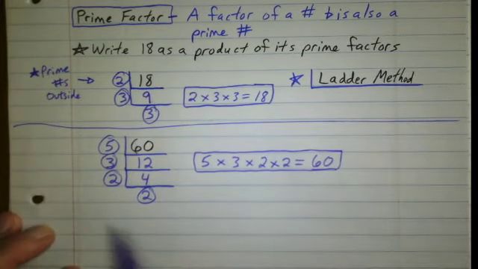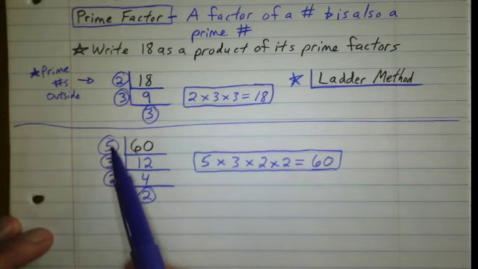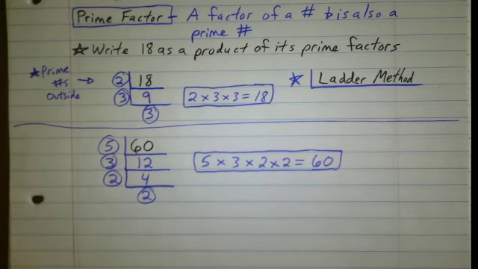So why didn't I just start with 12 out here and divide and get 5? Well, you don't want to put numbers like 12 on the outside. Remember, the numbers on the outside have to be prime numbers, which means they have exactly 2 factors, 1 and themselves. So those are all prime on the outside.